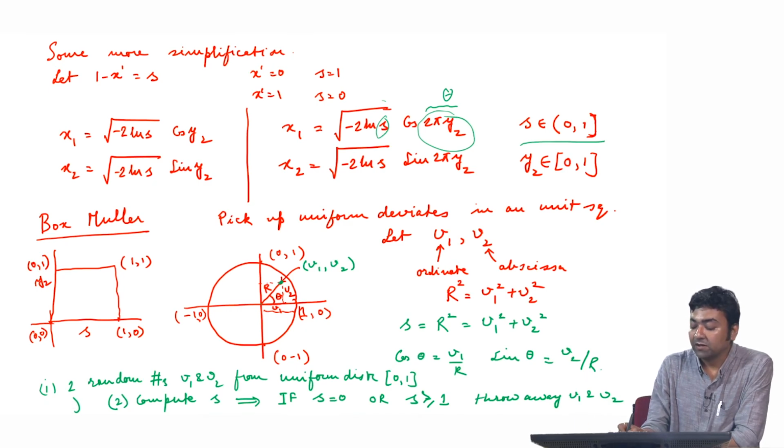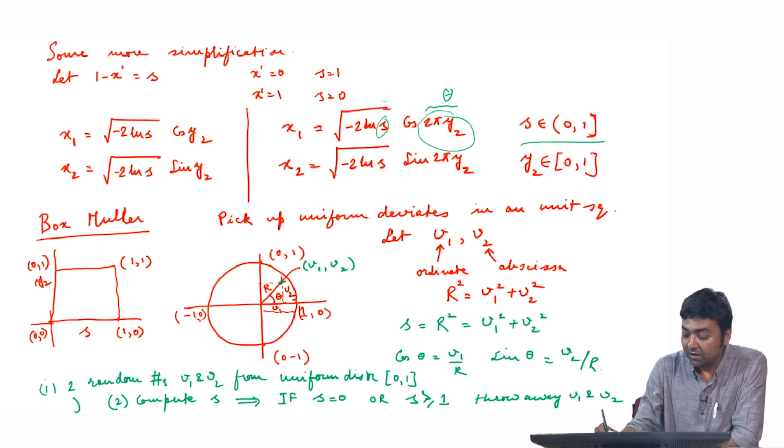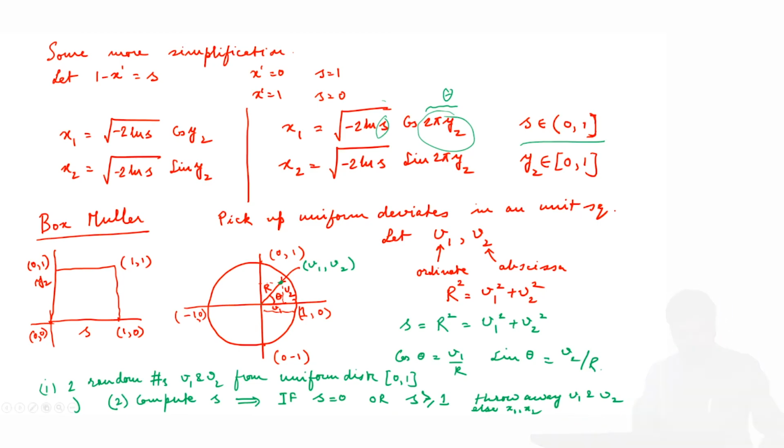If these conditions are not satisfied, then the random numbers x1 and x2 generated using this formula are what we will use as a new set of random numbers. And if the rejection condition is satisfied, then you need to try the step again. So, this is the whole idea of generating the numbers.